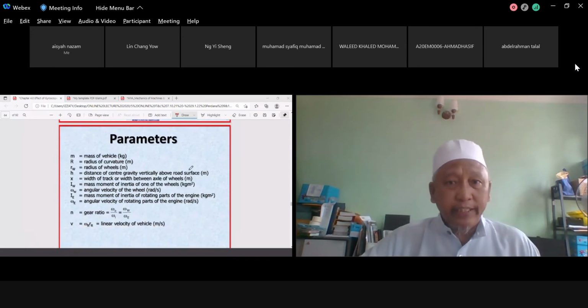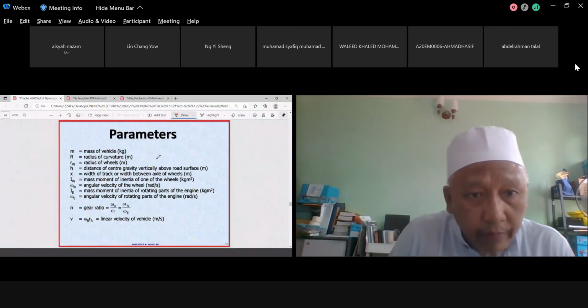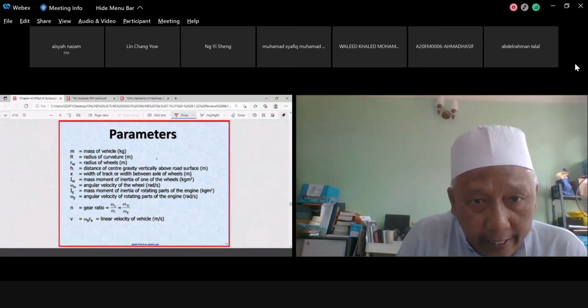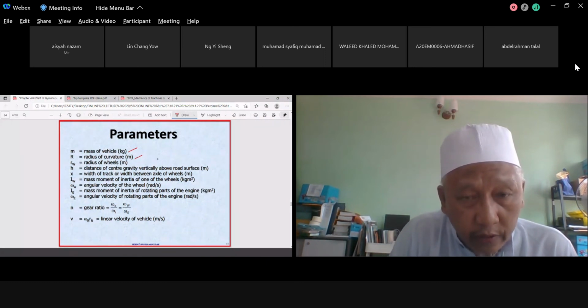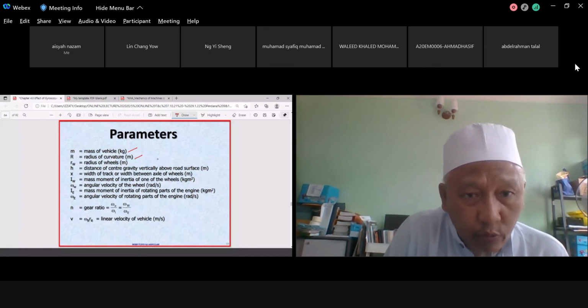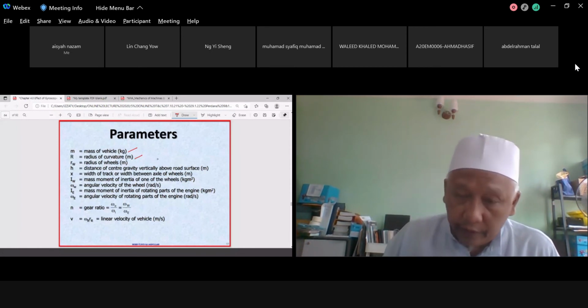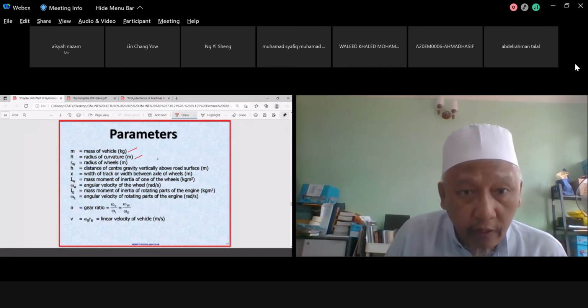This one is just to ensure with you all the parameters being used here. Mass, this is the radius of curvature when you turn left and turn right. This one is the radius of the wheel, because you need to know the speed of the wheel later on. And this h will be the distance from the surface to the center of gravity of the vehicle.